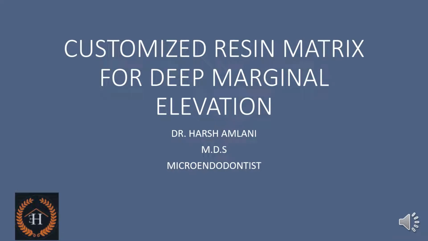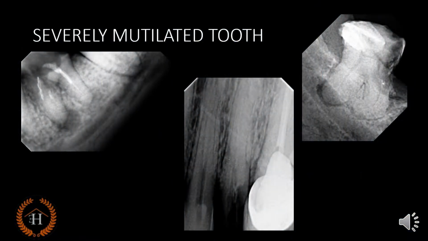Hello friends, I'm Dr. Amlani and today I'm going to show you how you can customize a resin matrix system for restoring a deep subgingival carious lesion. Severely mutilated teeth always pose a problem to the clinician when it comes to restoring an endodontically treated tooth, since the carious margins are extended subgingivally and many times subcrestally.